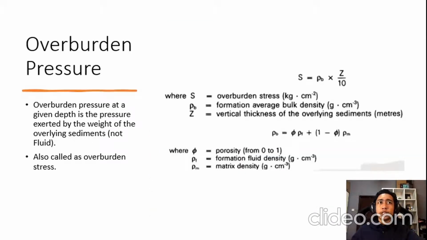Overburden pressure. Overburden pressure is a pressure at a given depth that is exerted by the weight of the overlying sediment, which does not involve the fluid. It is also called overburden stress. This is the formula for the overburden pressure.